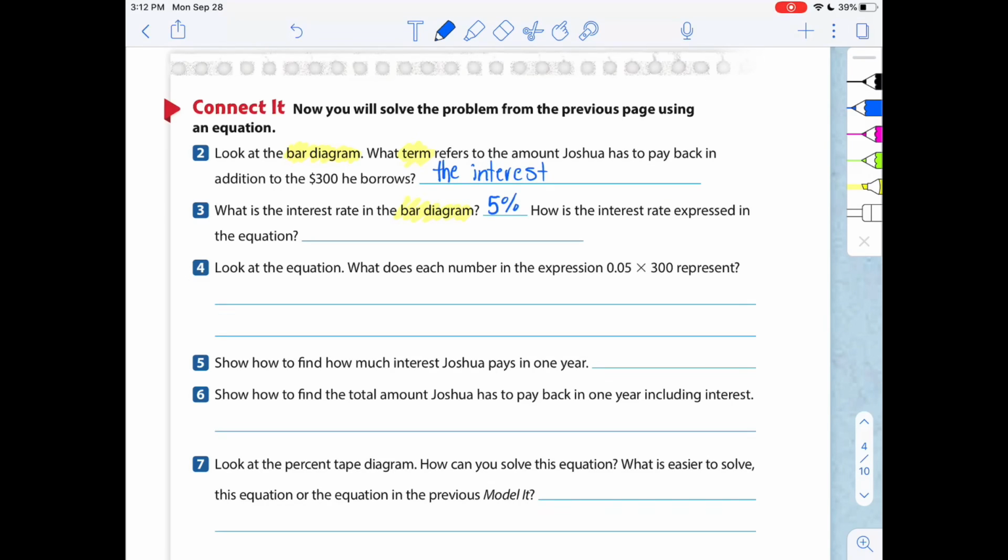And we want to then see how the interest rate is expressed in an equation. So we want to look at that next model it, and taking a look at the equation, how is that interest rate expressed? They don't say 5% in the equation. What have they done? Well, they have changed it to a decimal. And we know that 5% as a decimal is 0.05.